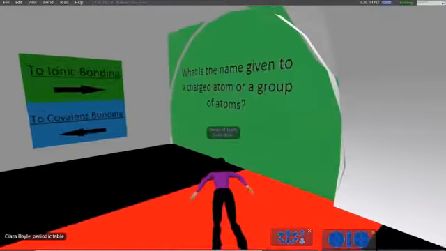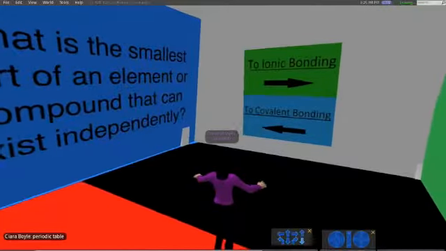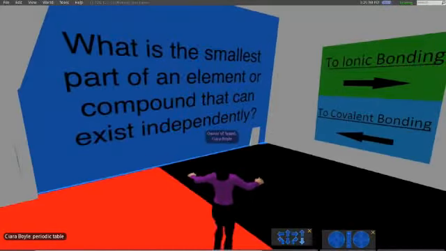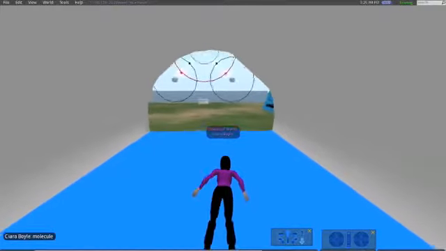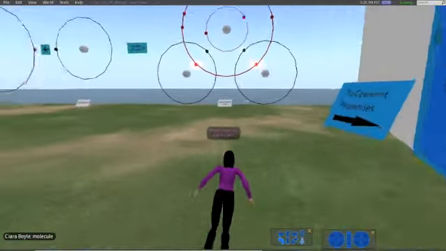First, we will proceed to the section on covalent bonding. Again, students are faced with a question before they can move on. This time, one essential to their understanding of covalent bonding. Upon entering, students are faced with a 3D representation of a covalent bond.